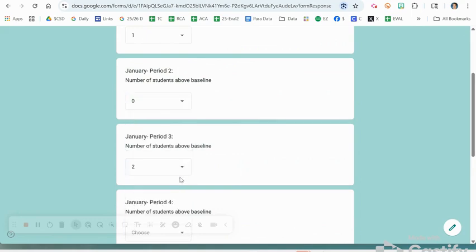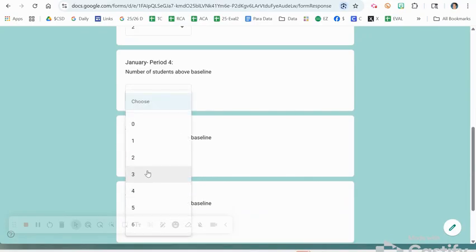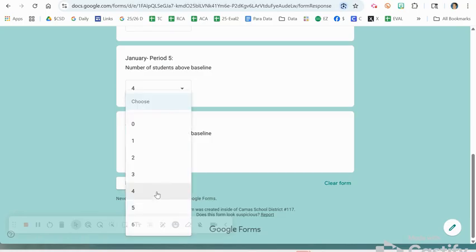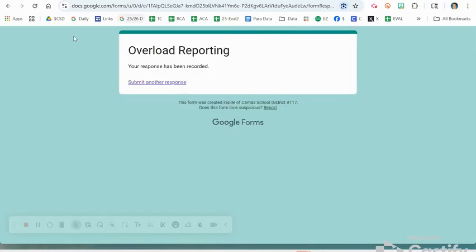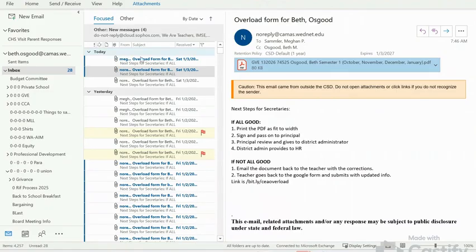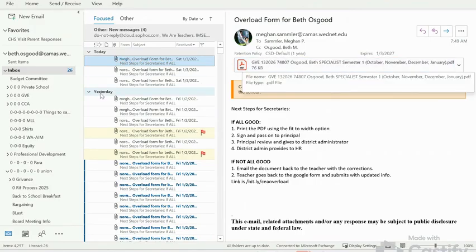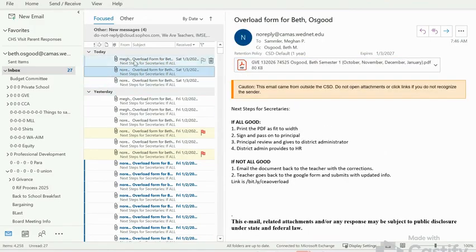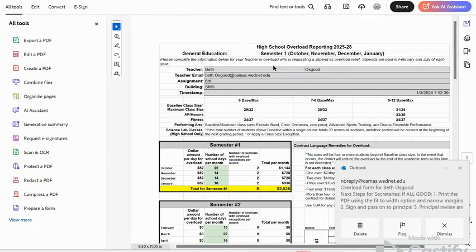And then 2, 3, 4, and I drop back to 5. So then I'm going to submit my form. Once I submit my form, it is going to send me an email. This is my earlier email, so it's going to take a minute. The other ones came through much faster. There it is. So it's going to shoot you an email.